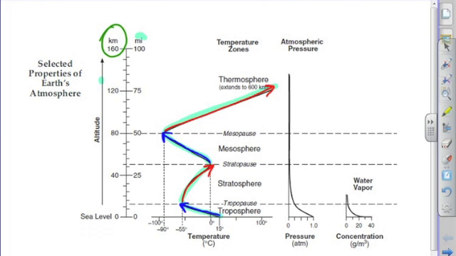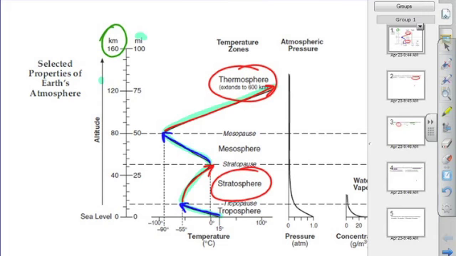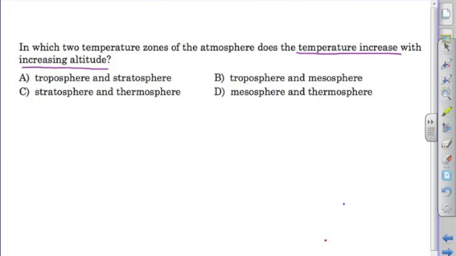So I'm definitely going to go with thermosphere, where I have an increasing temperature relationship, and stratosphere, where I have yet again another increasing temperature relationship. Looking at my choices, I am looking for stratosphere and thermosphere. Stratosphere and thermosphere, voila, choice C.